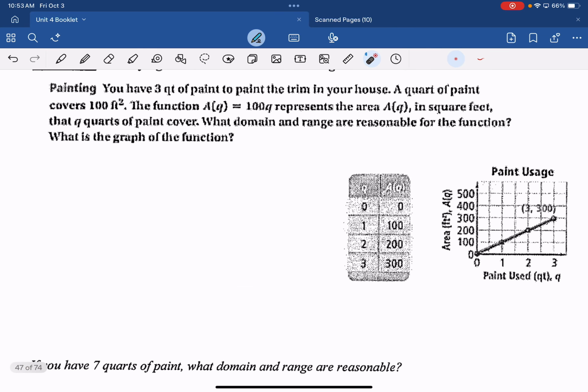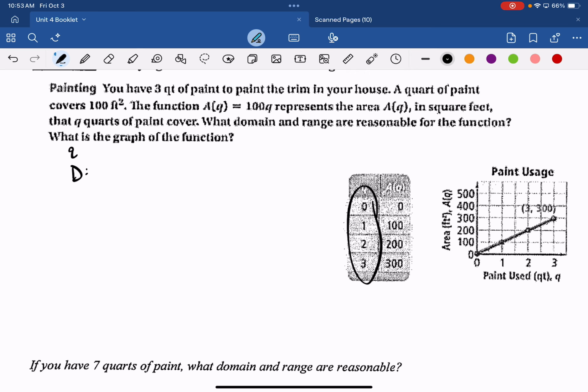All right, last question here. It says you have 3 quarts of paint to paint the trim in your house. A quart of paint covers 100 feet squared. The function A of Q equals 100 Q represents the area A of Q in square feet that Q quarts of paint covered. What domain and range are reasonable for the function, okay? So we're thinking about domain. We're thinking about our x values, okay? Our domain is talking about Q in this problem, okay?